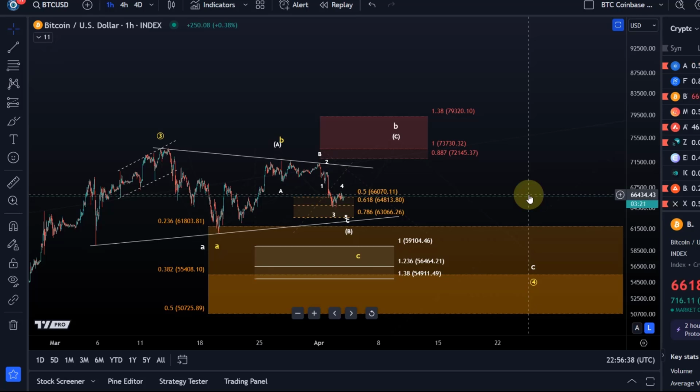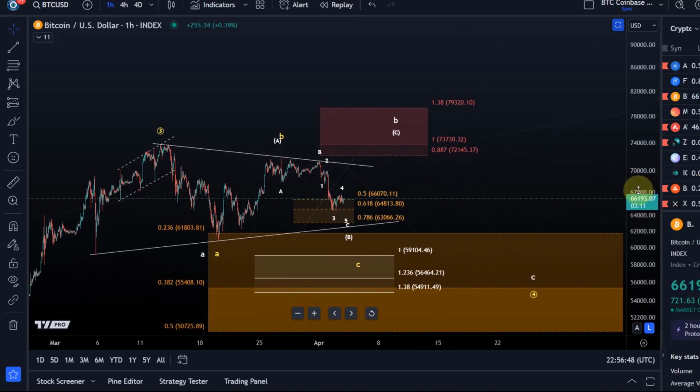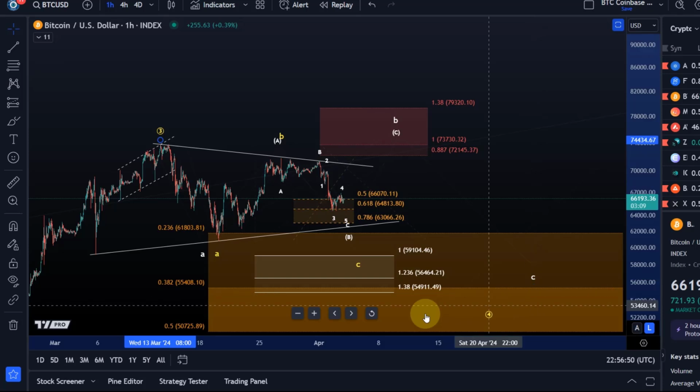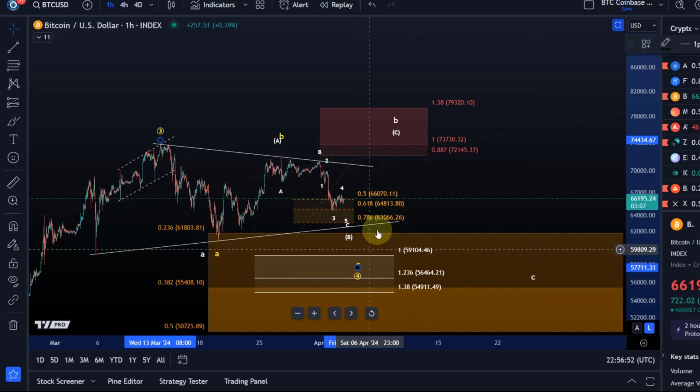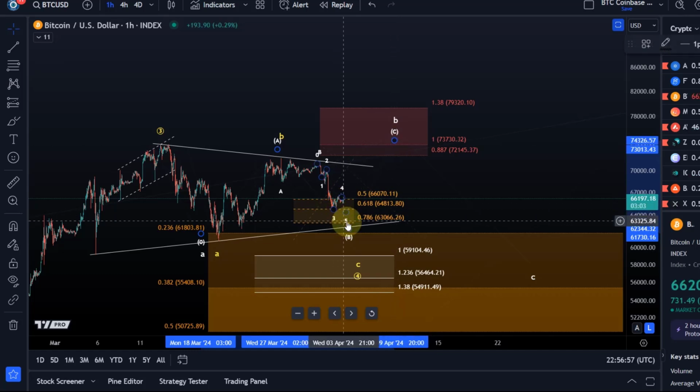So let's talk about the two micro patterns, micro structures that I have here on the chart. We're dealing first of all with the yellow count. I assume that the yellow count is unfolding until the market shows me that white deserves to be the primary scenario. If I explain, then ideally you'll be able to follow and understand my perspective here.